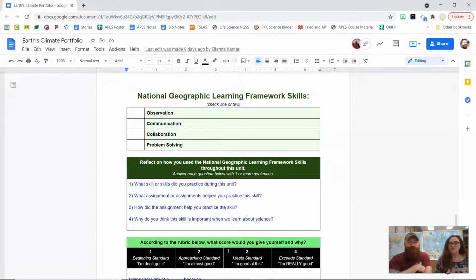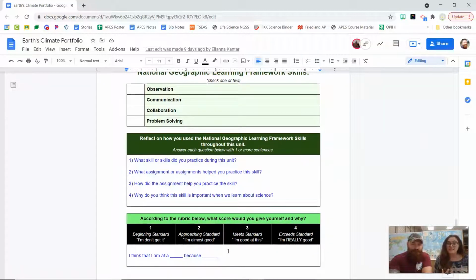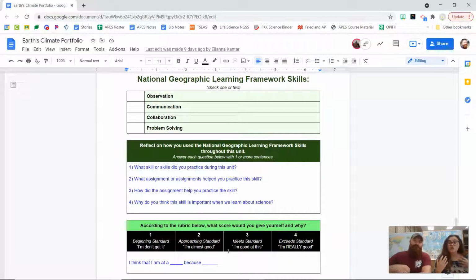So they can choose this unit. I really think I improved on my communication, right? Why is communication important in science? And each unit, they can focus on 1 or 2 different framework skills. And then again, give themselves a score, right? Do they think that this is something that they're really, really good at, that they're succeeding at? Do they think that this is something that they are starting at?